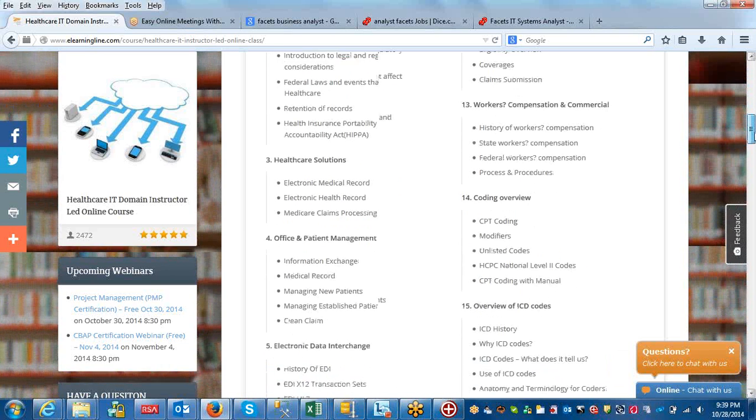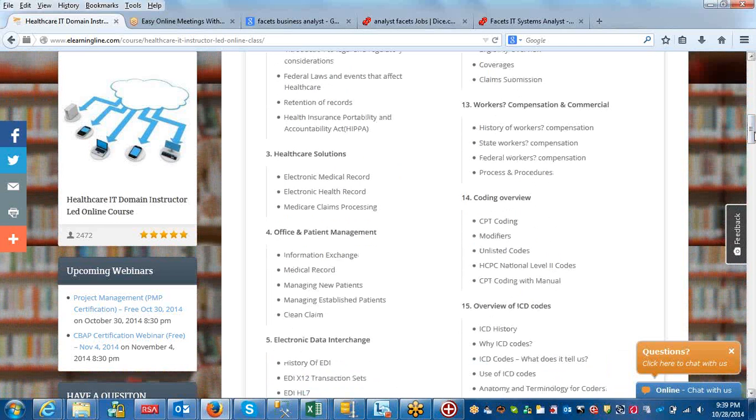Then we have the workers' compensation and the commercial. This helps you understand that anytime there is an accident or any kind of injury involved in terms of the employment, how those things work, what are the federal laws and the state laws associated with that, because there are many projects internally which happen. You may not know that something is happening internally inside the industry, but there are things happening.